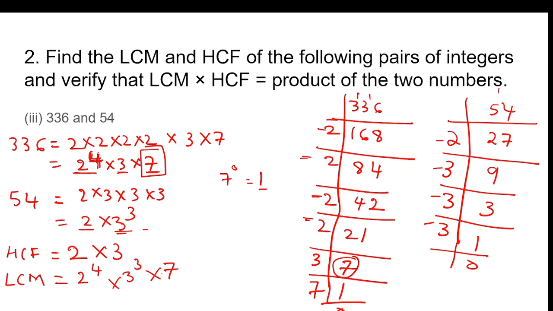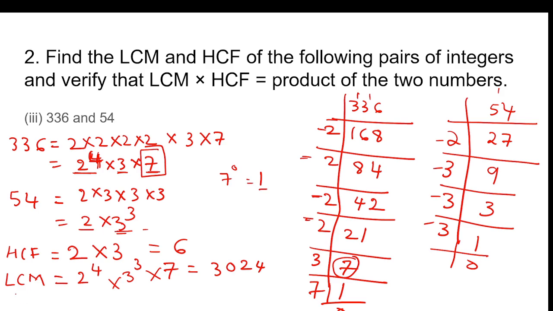So my LCM is going to be this much, 2 to the power 4, which means multiply 2 four times, and 3 to the power 3, which means multiply 3 three times, and then 7. Okay, so my HCF is going to be 6. My LCM is going to be 3024. Okay.